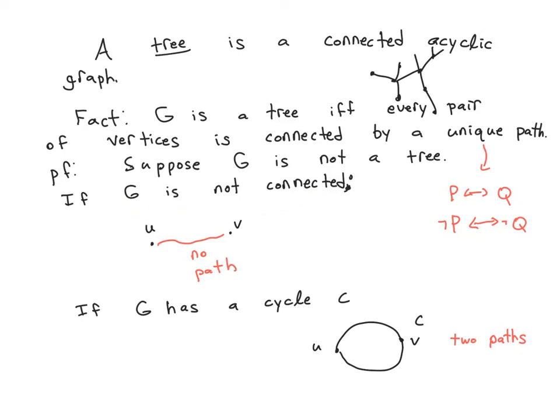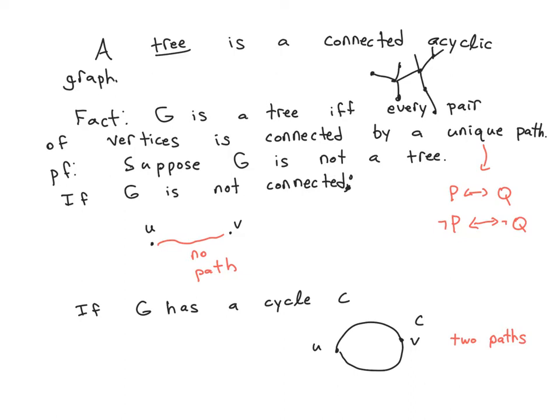Suppose G is not connected. What does that mean? That means there exist two vertices, U and V, such that there is no path from U to V in G. But that means there exists a pair of vertices that is not connected by a path, so certainly can't be connected by a unique one. We managed to prove not Q.